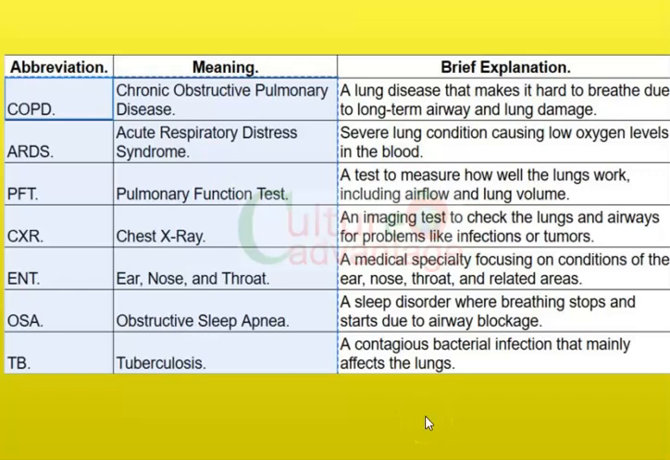CXR, chest X-ray. An imaging test to check the lungs and airways for problems like infections or tumors.